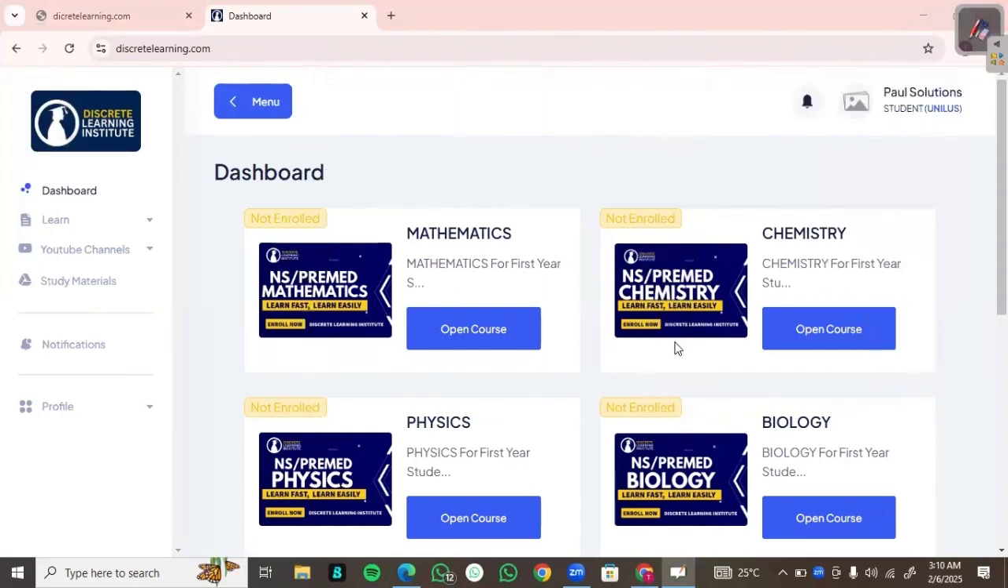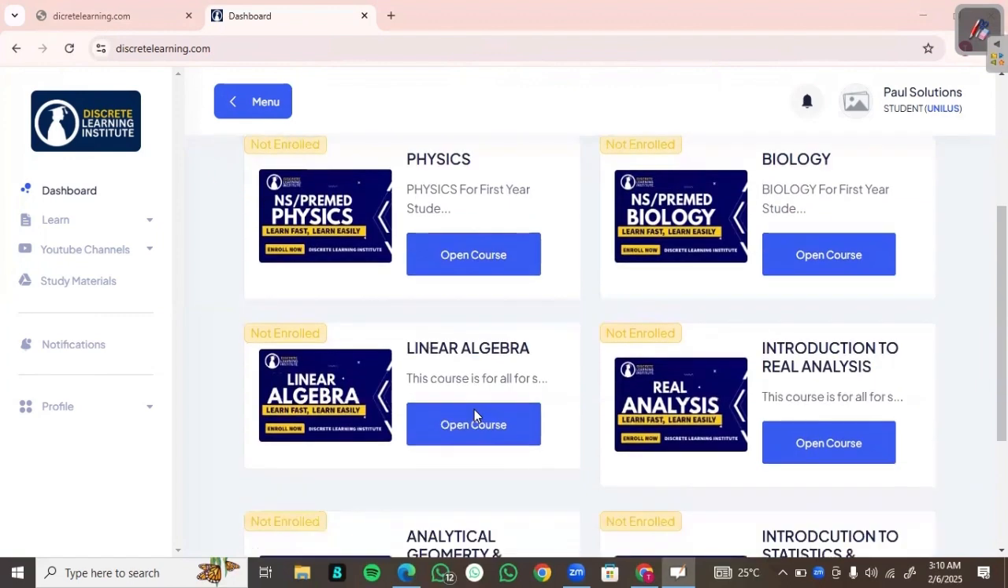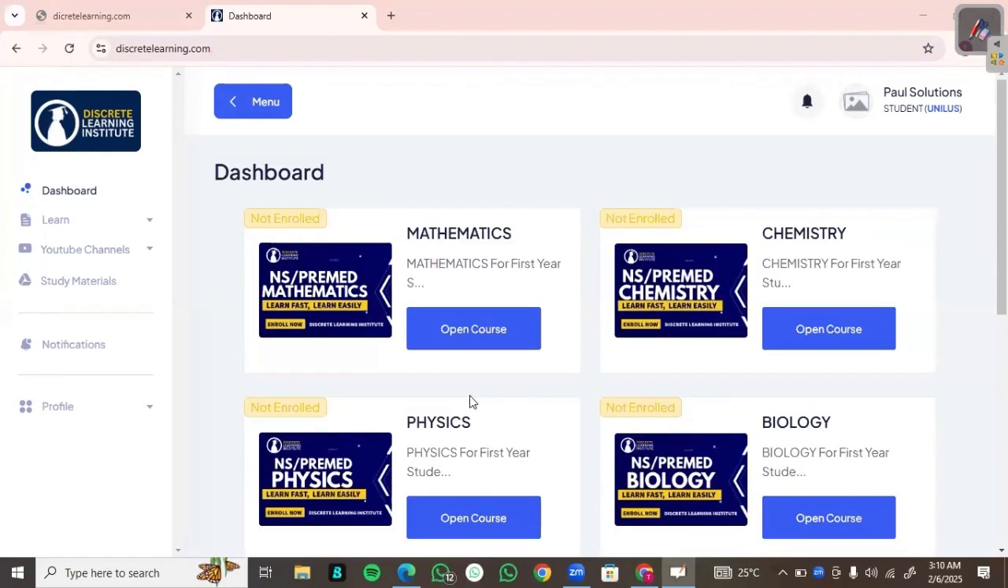So this dashboard here has all the courses that we offer. So there's chemistry, math, physics, biology. If you're taking linear algebra, you can register, introduction to real analysis, all that. So let's say, for example, you want to register for mathematics. What are you going to do? You're going to click open.